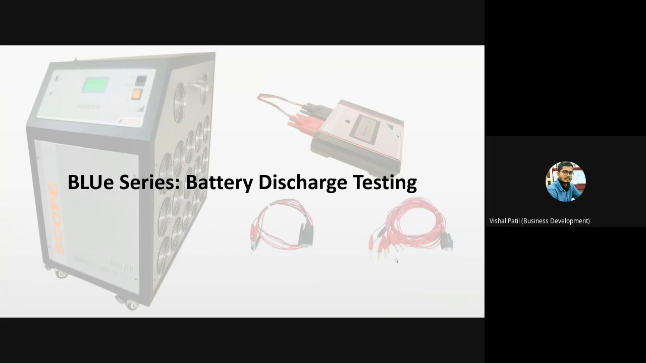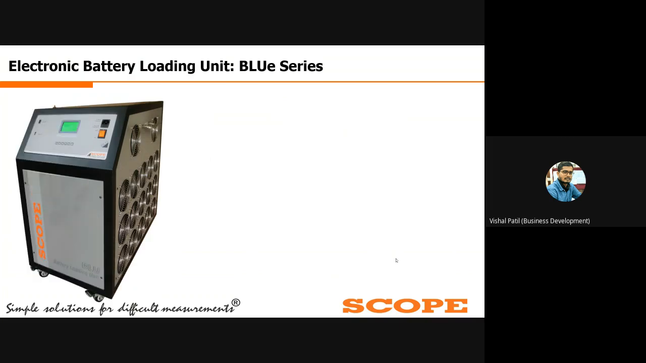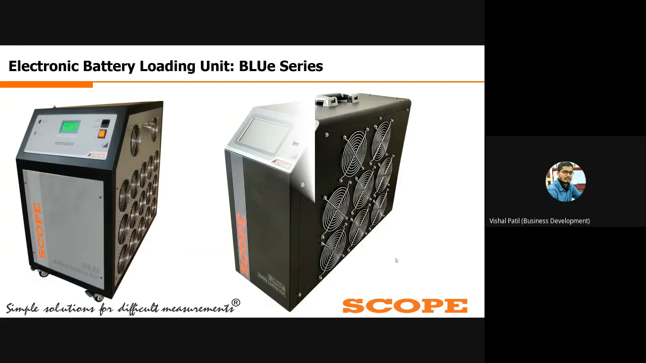Now we will see the battery discharge testing using our battery loading unit series, that is the BU series. So this is the main battery discharge unit or the battery load bank. We have two variants. The first one is this LCD and keyboard variant, and this is our latest version in which we have incorporated the touchscreen operation. So now you can see the results and the real-time graphs of the voltage, current and discharge time within the screen itself.